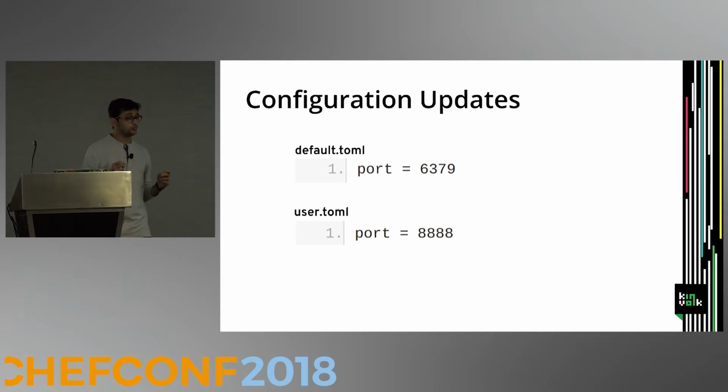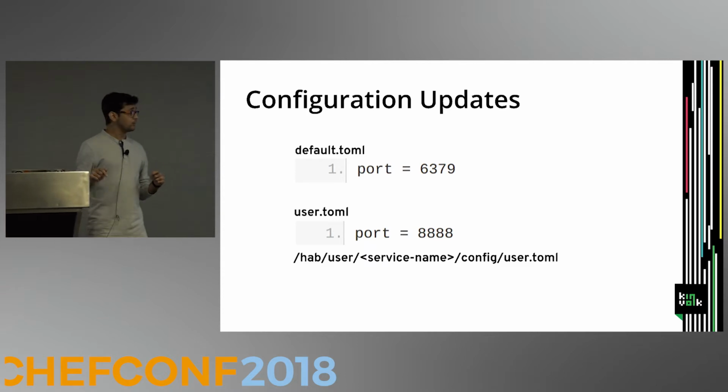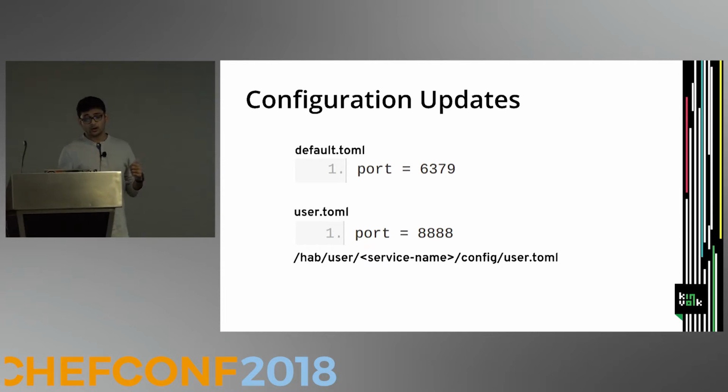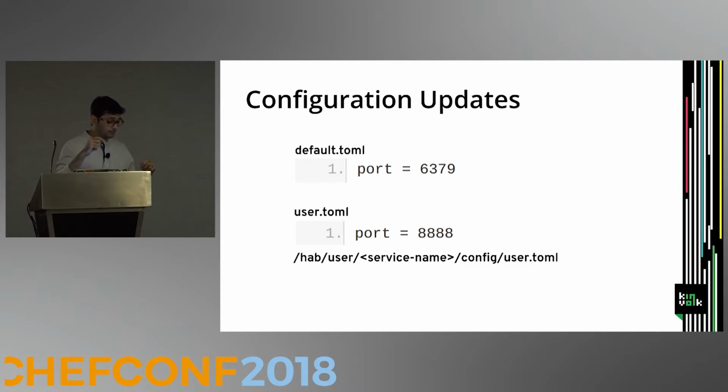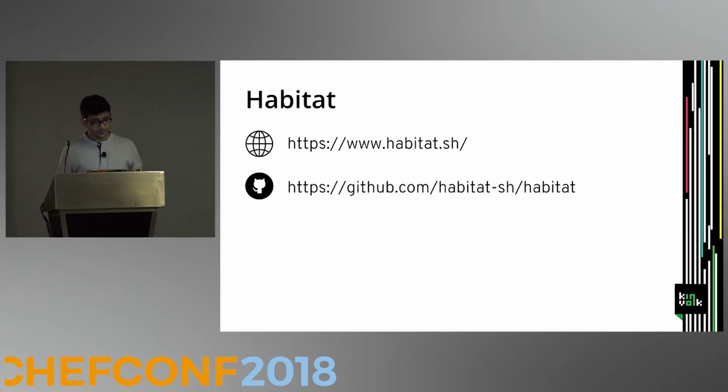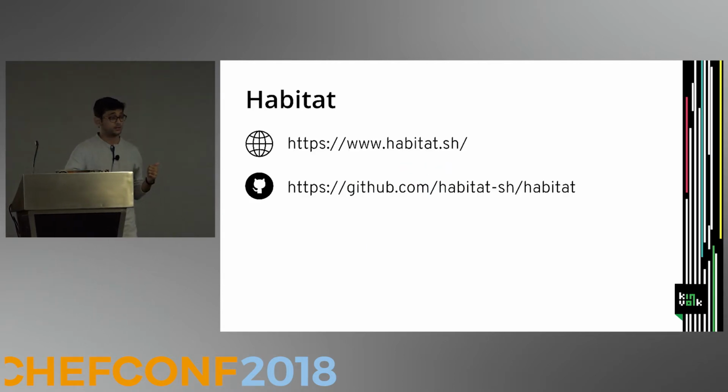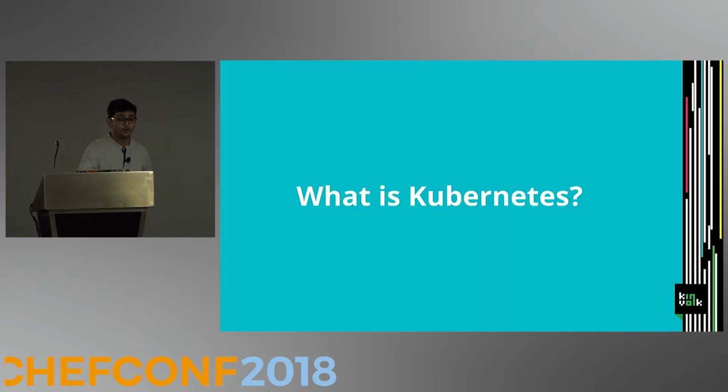So what the Habitat supervisor does is it looks for this user.toml file at the following path, which is hab user service name config user.toml, and keeps an eye out for that. And if you change the user.toml file, you can also get the supervisor to keep an eye out for changes and pick it up and restart your application with the upgraded configurations. Pretty cool, right? You can find out more about Habitat at the habitat.sh website or the project repo. The next part we'll be talking about is Kubernetes.